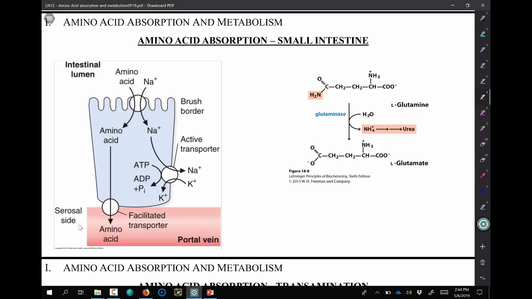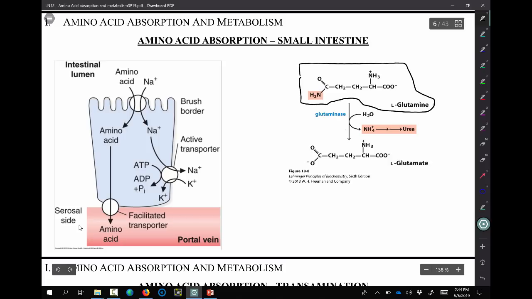And where does that come from? Okay, so let's start here. The amino acid glutamine. 70% of the small intestine's energy needs are met by glutamine metabolism.